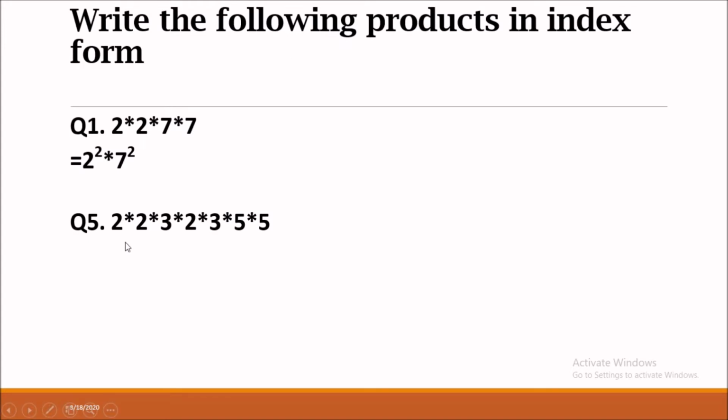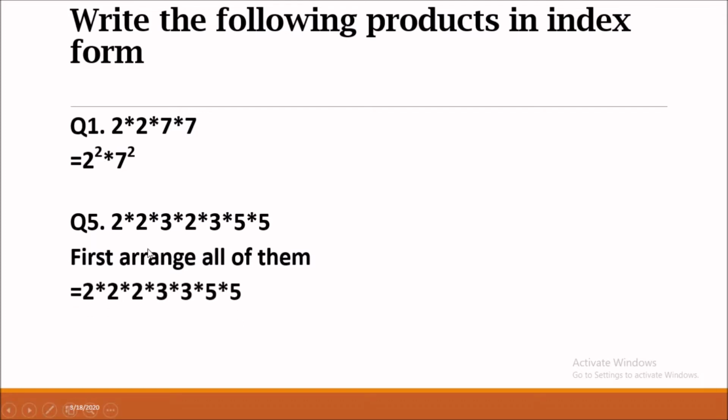Question number 5 says 2 multiplied by 2 and multiplied by 3 and so on. First our duty is to arrange them. You can directly write this without arranging, but for your convenience it's better to arrange them. So you can see here 2 multiplied by 2 multiplied by 2, then 3 and 3, and 5 multiplied by 5. I'll take one of these and 1 plus 1 plus 1 gives 2 cubed, or you can say 2 raised to the power 3. Then 3, 2 times, so I took one of them and added this power with this power, which we can't see, but that is 1. And from these two 5s, I took one and added their powers, that is 1 upon each 5. So this is the answer.